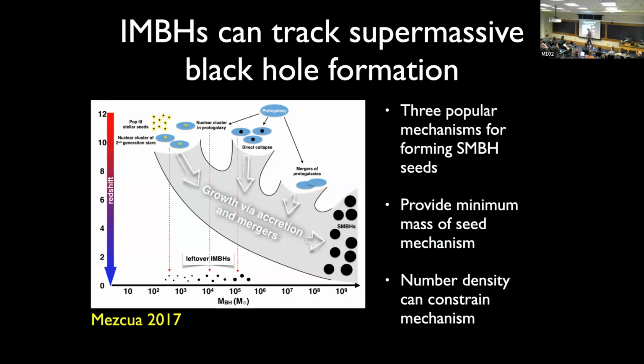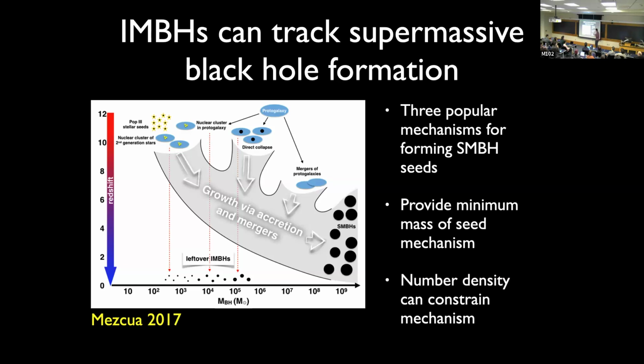The y-axis here is redshift. There are some different possible mechanisms for forming black holes at high redshift. The favored mechanism is that Population III stars, the very first stars in the universe, could leave behind fairly massive remnants. Those remnants could grow over time.